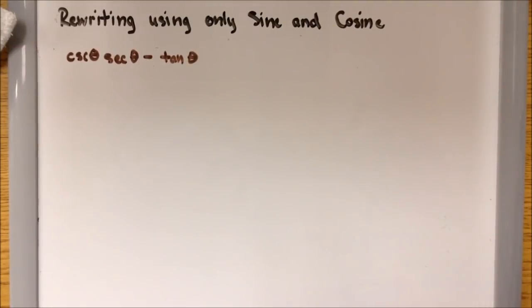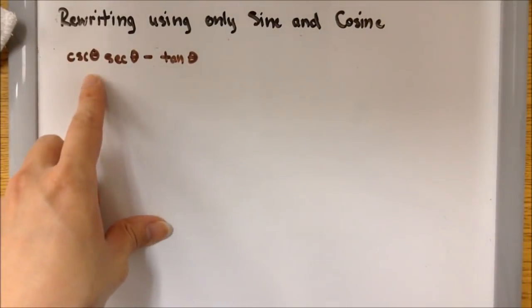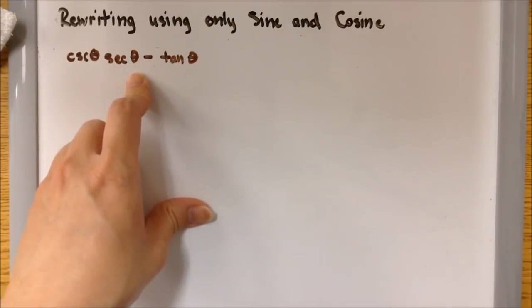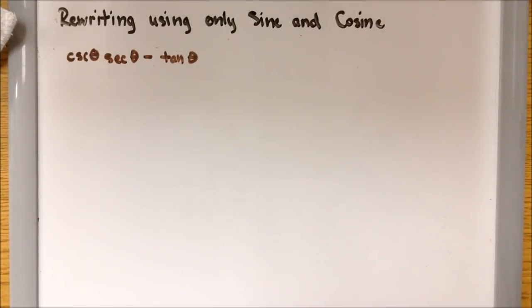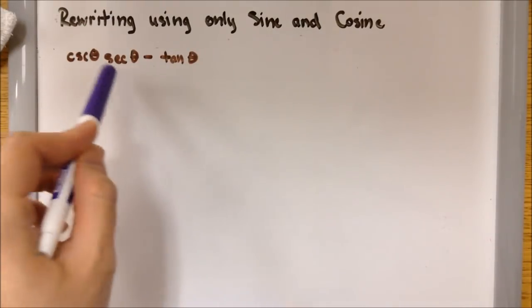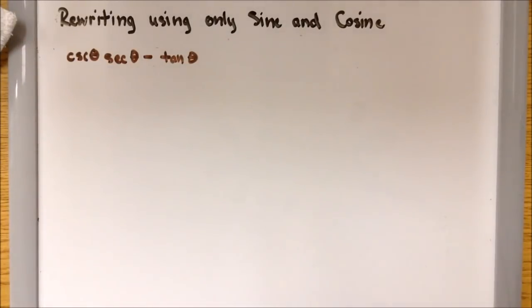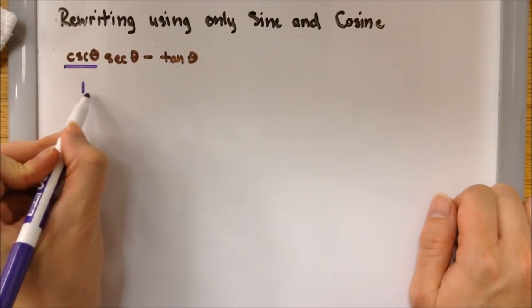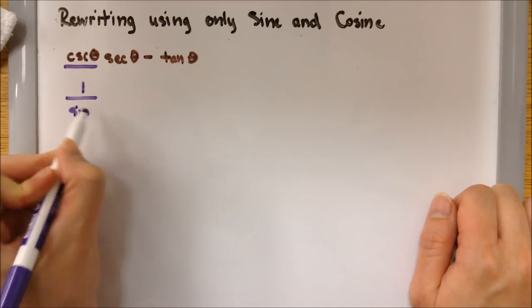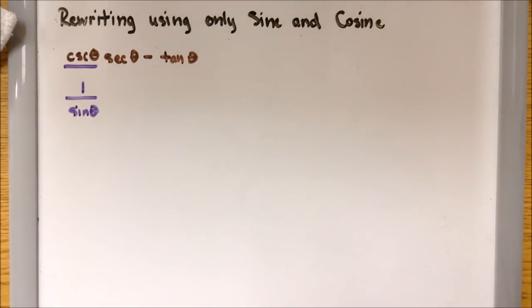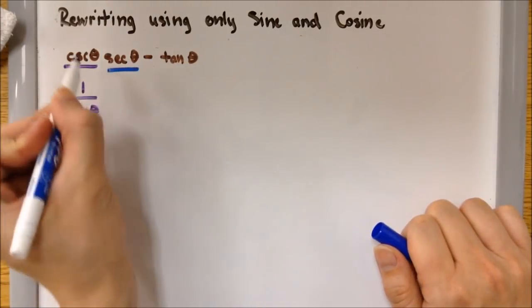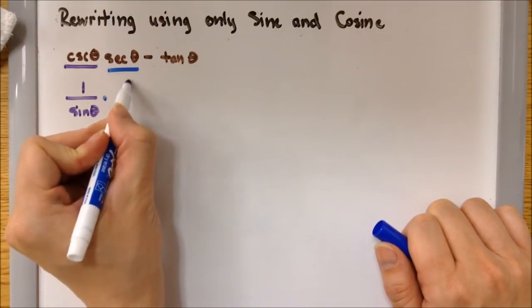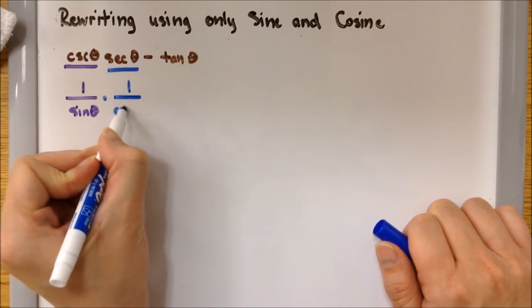Alright, in this example, we have cosecant theta times secant theta, and then minus tangent theta. So when I'm converting to sine and cosine, I'm going to use the reciprocal for cosecant and secant, and I'm going to use the quotient for tangent. So the reciprocal for cosecant is 1 over sine theta, and then for secant, now keep in mind it's multiplying, so I'm going to write multiply. The reciprocal is 1 over cosine theta.